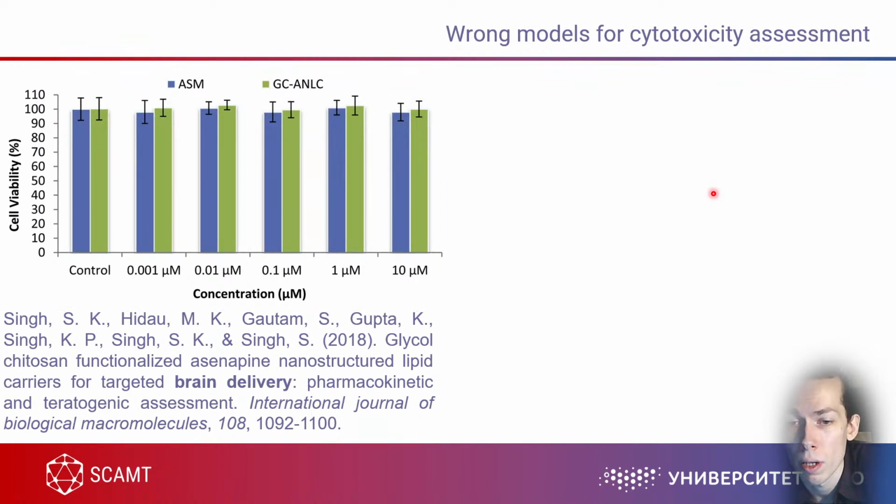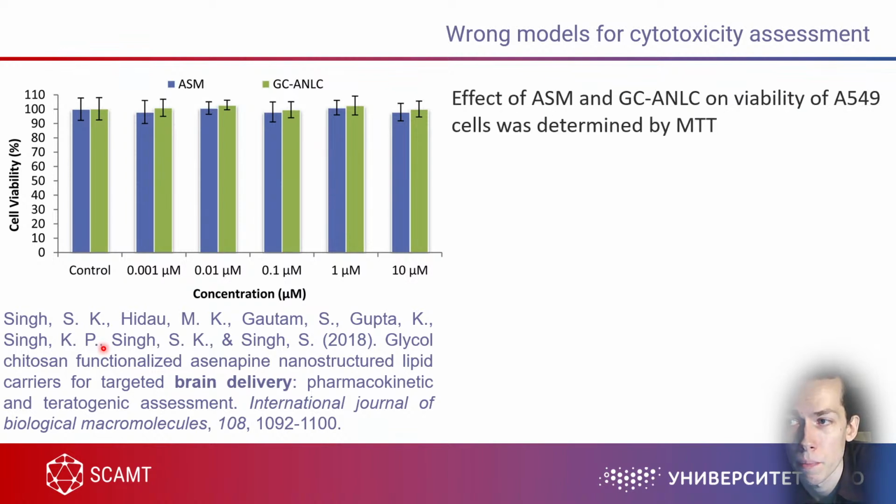Another example: brain delivery with some lipid nanoparticles, chitosan, again, brain delivery. But where did they study this brain delivery? A549. What is A549? It's cancer cells from lungs. So again, brain delivery studied on cancer cells from lungs by MTT assay, and MTT is not the best option again.